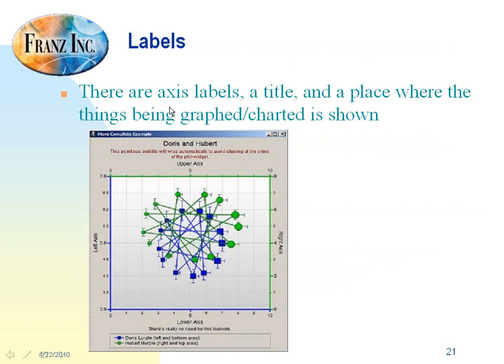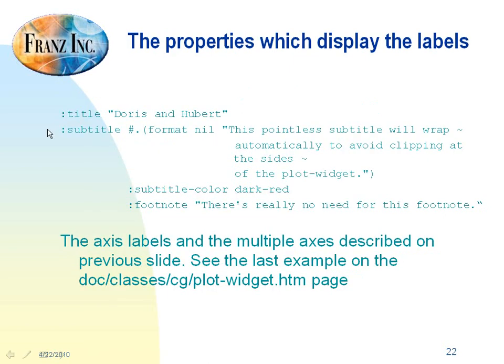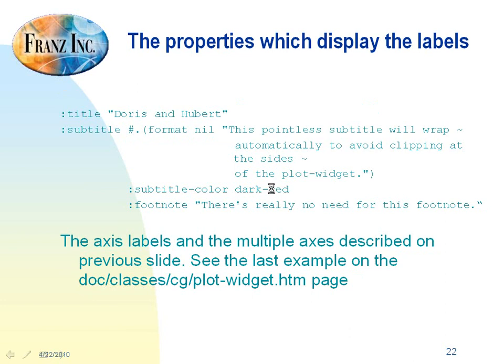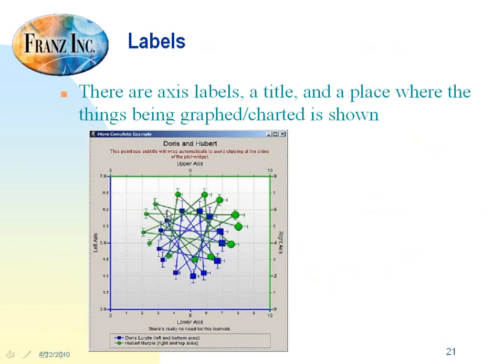Here's the title, Doris and Hubert, which appears at the top here. There's a subtitle argument, and notice it's a format statement with those little tildes, meaning that this should all be printed on one line. There's no format directive to say put in a carriage return or a line feed or a line break, but nonetheless it does the line breaks automatically when the text does not fit. There's a subtitle color, so the subtitle appears in red, and there's a footnote, and the footnote appears down here.